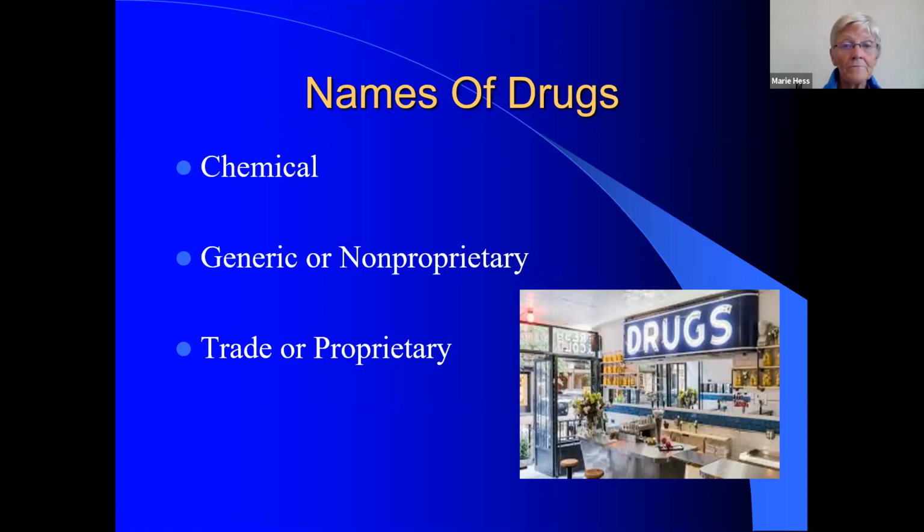So those are chemical, generic, and trade or proprietary names. Chemical is the chemical structure. Generic, one name. Trade name is the company's property. They can name their drug anything they want. So, okay.